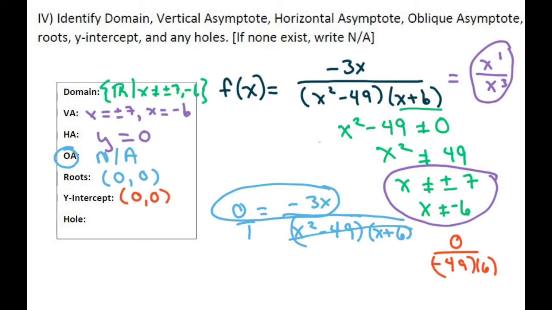There are no holes because there's no binomials that we can cross out, so that's an N/A.